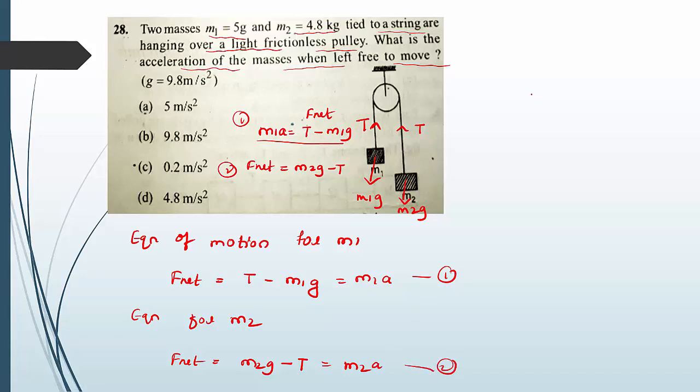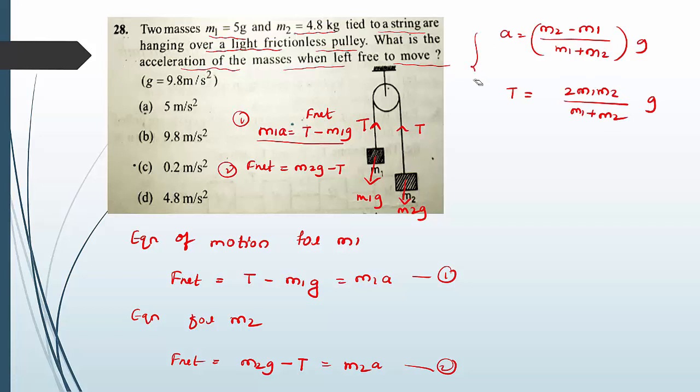So from these two equations, we have the formula a equal to, we can write here directly. You can remember this equation in this type of problems. a equals m2 minus m1 divided by m1 plus m2 into g, right? And tension is 2 m1 m2 divided by m1 plus m2 into g. So these are the important equations you have to remember.